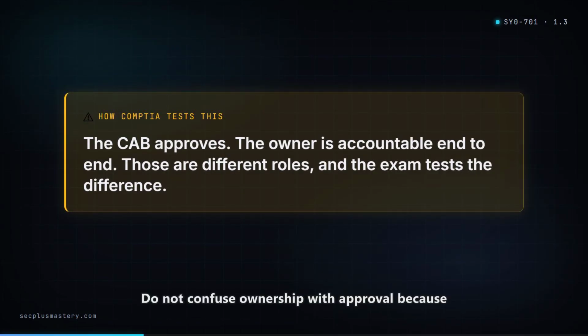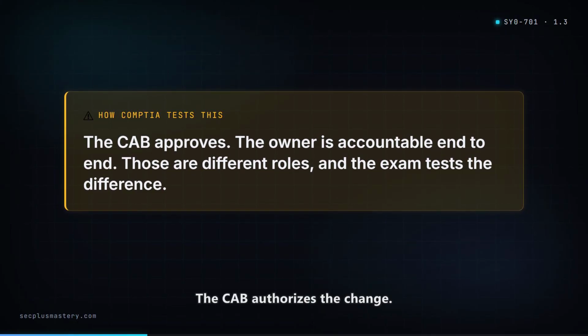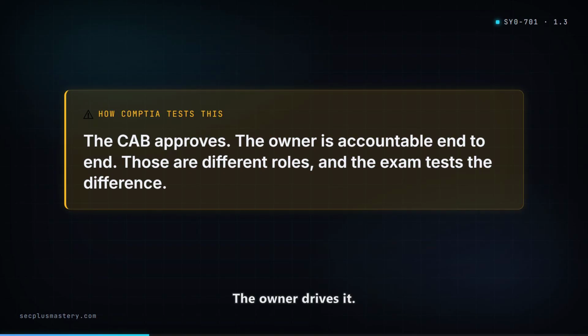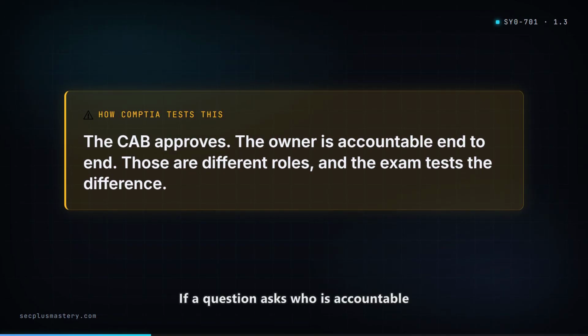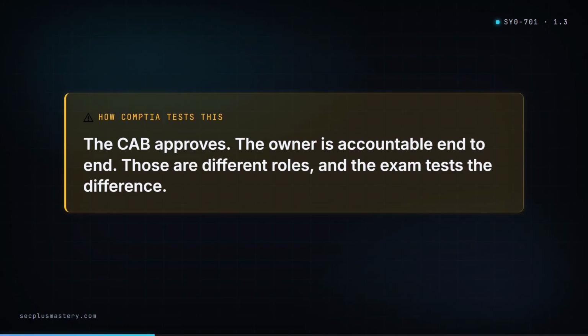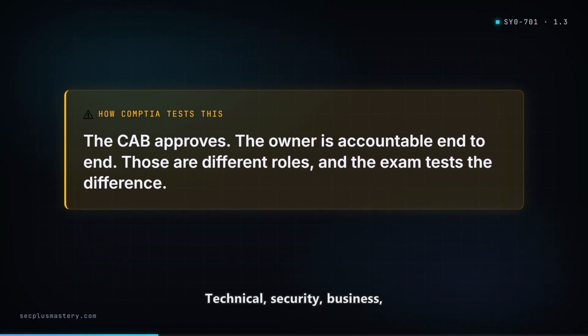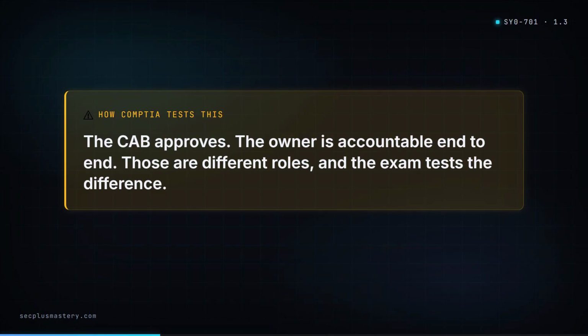Do not confuse ownership with approval, because the exam pairs them in distractors. The CAB authorizes the change. The owner drives it. If a question asks who is accountable end to end, the answer is the owner, not the board that signed off. The owner still coordinates approvers: technical, security, business, and compliance or audit.